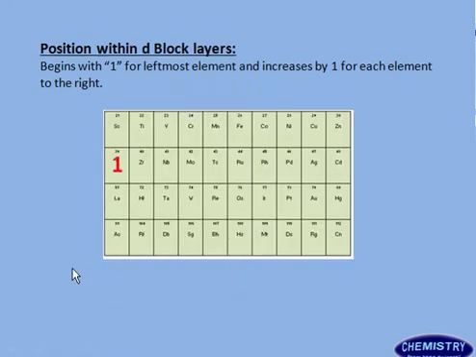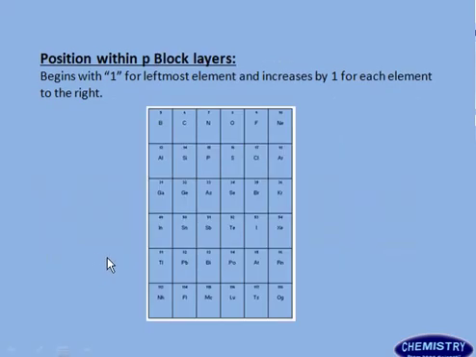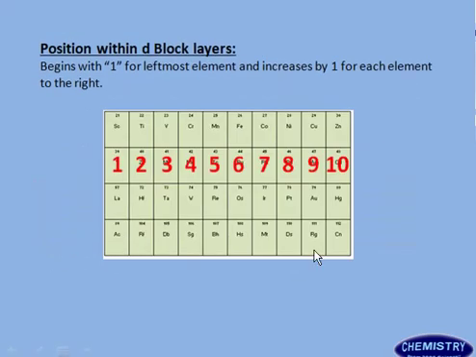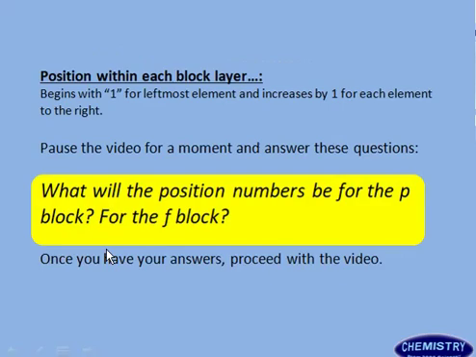With the D block, it runs from 1 through 10, simply sequential, 1 through 10. But it does that for each layer in the block. So this would be 1 through 10, 1 through 10, 1 through 10. Now as we go here, what I want you to do, just to make sure you've got this position numbering scheme, is pause the video for a moment and answer these questions. What will the position numbers be for the P block and for the F block? So just take a moment and pause the video and answer that question, and then restart when you're ready.